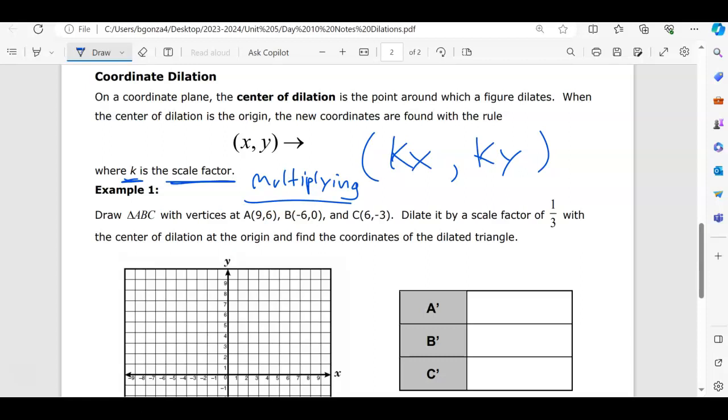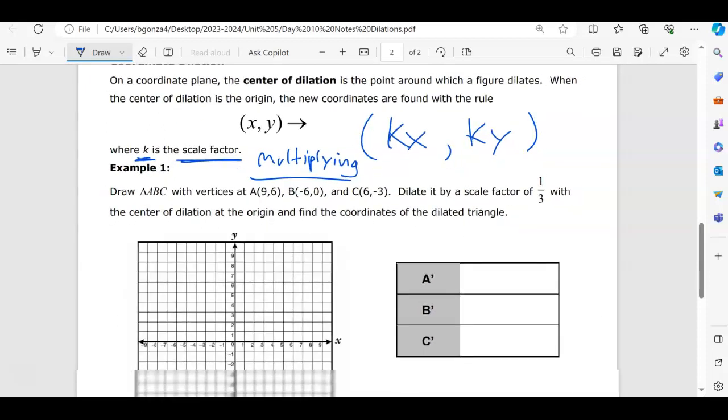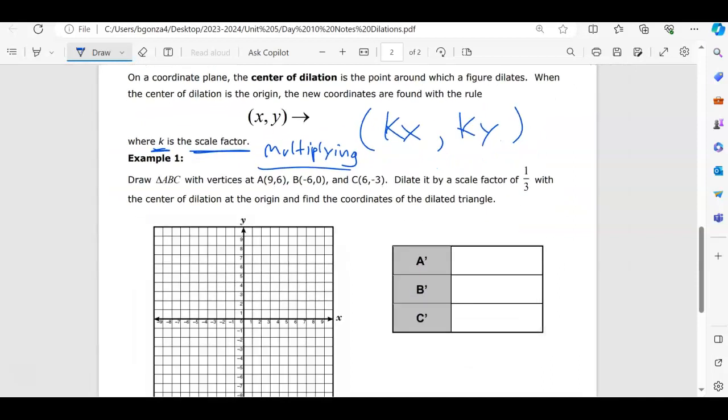So again, k is my scale factor. You multiply x and y by k, the scale factor. On example 1, I want you to plot those points. It says A, B, and C. Go ahead and plot A at 9, 6. They're both positive, so 9, 6 is to the right 9, up 6. Go ahead and put a point there. And label that A.